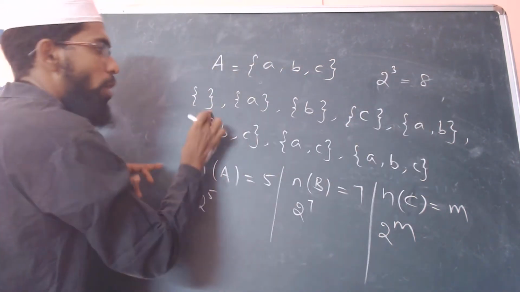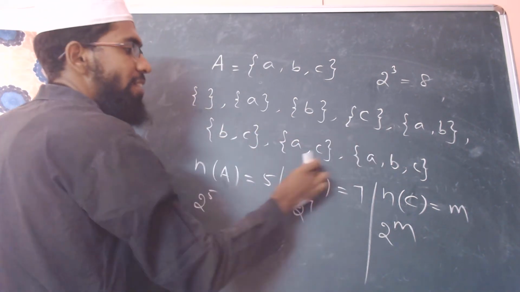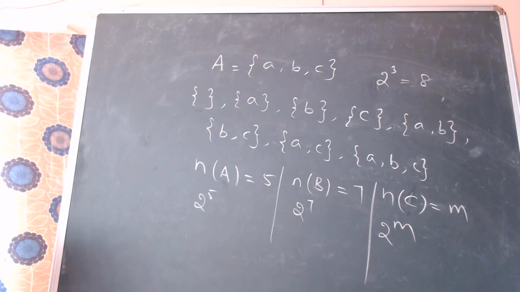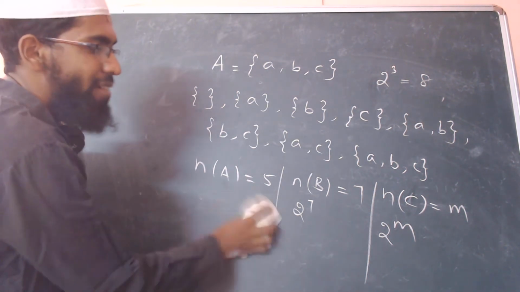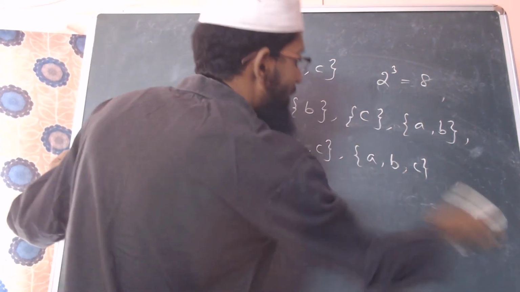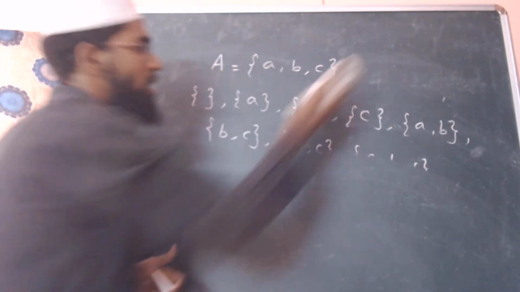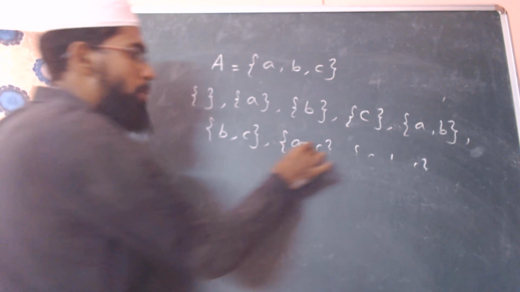So let me check it. 1, 2, 3, 4, 5, 6, 7, 8. So we got it right. Yes. So the number of possible subsets, the formula is 2 power m. Now coming to the next concept, which is called the power set.